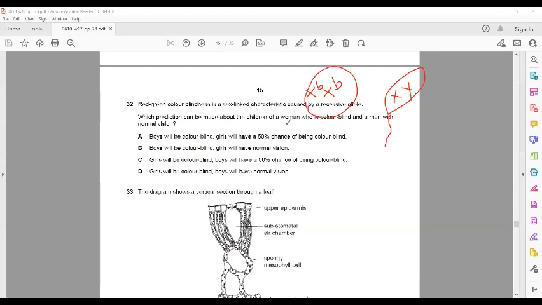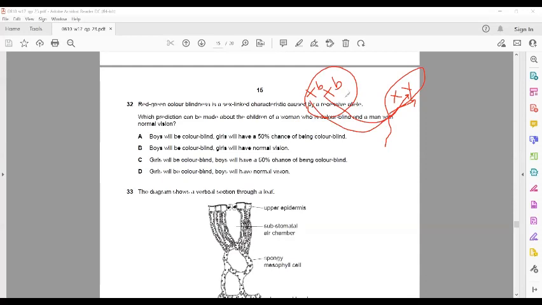So what will happen to the children? All the boys will be colorblind, because any of these X's will fuse with the Y to make a male, isn't it? And both of them are carrying that recessive allele. So it means that all the boys will be colorblind, with no exceptions.